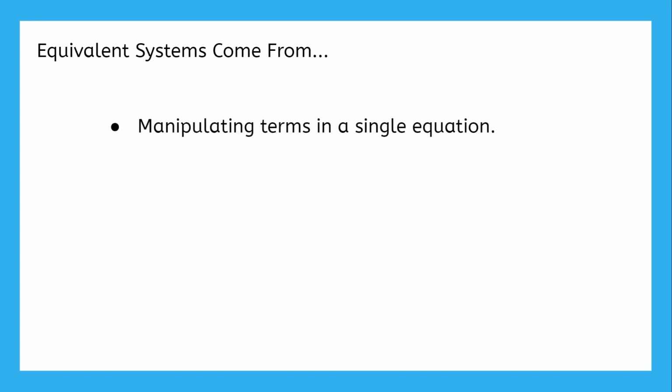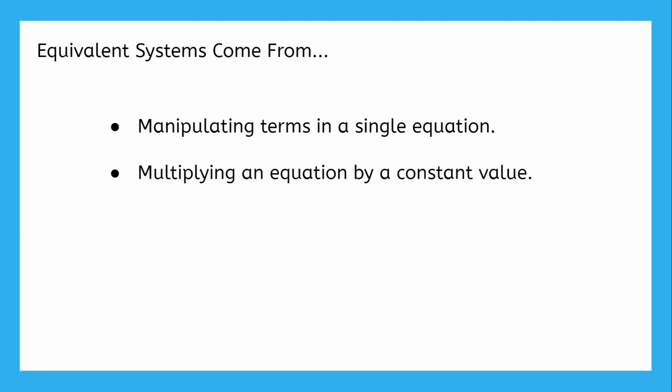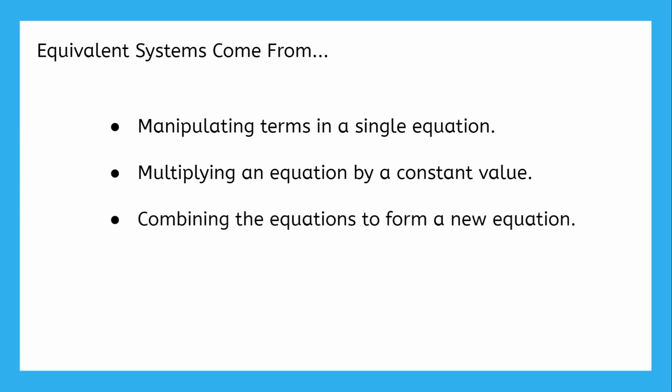So how can we create equivalent systems? By manipulating the terms in an equation, like changing the form, by multiplying an equation by a constant value, like we do when we're preparing for elimination, or by combining two equations together to create a third equation, whether it resulted in a term being eliminated or not. So let's get some practice.